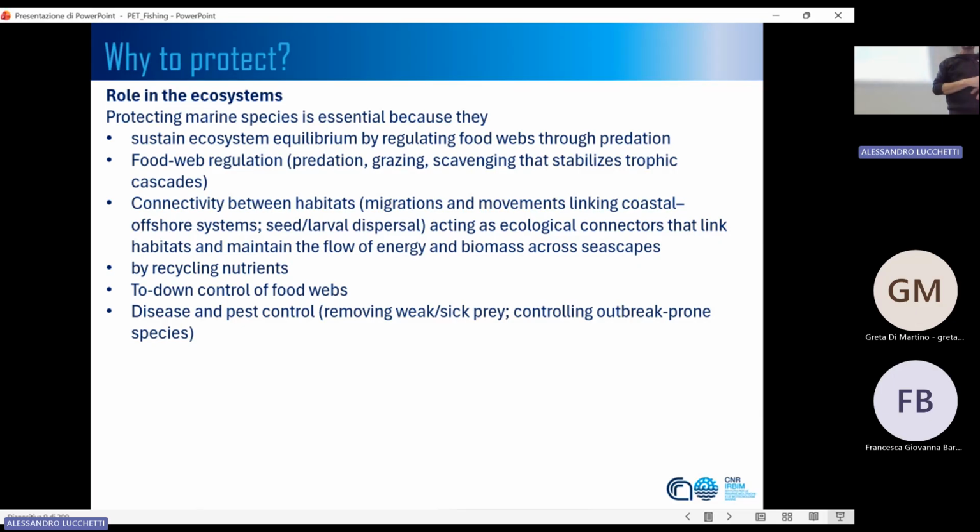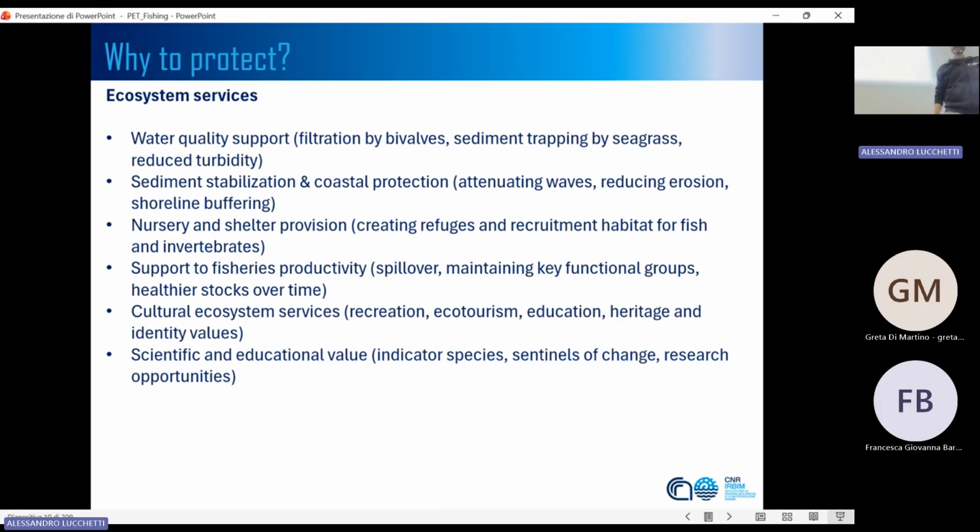They work for the food web regulation, connectivity between habitats. So they are top-down control. I don't want to spend too much time on this because we have several things to speak about. The ecosystem services, again, some species are important because they enrich the ecosystem, and then indirectly also they enrich the human, because they have a cultural value, scientific, educational, they provide shelter for other species.